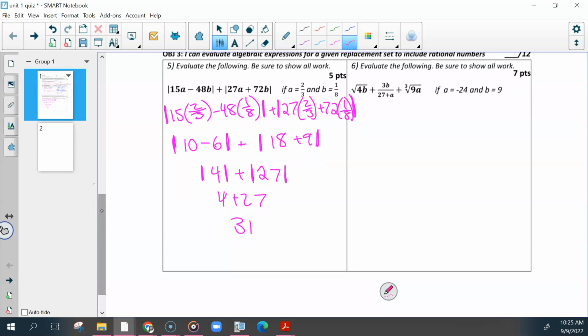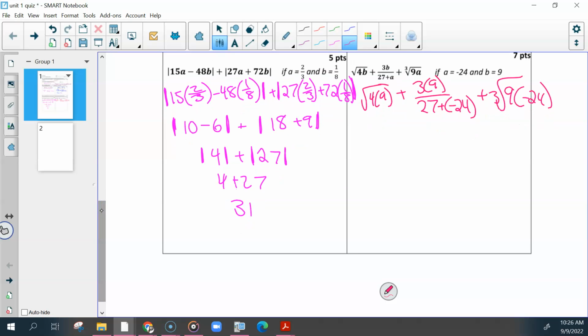Alright. For 6, same thing. Put in all of your values. So 4 times 9 plus 3 times 9 over 27 plus a negative 24 plus the cube root of 9 times negative 24. So putting in all of your values was worth 1 point. If you just put the variables, that doesn't tell me that you put in the values. So you wouldn't have gotten credit for that.